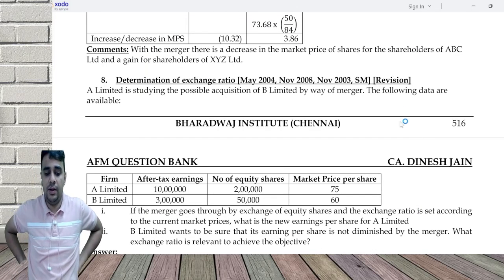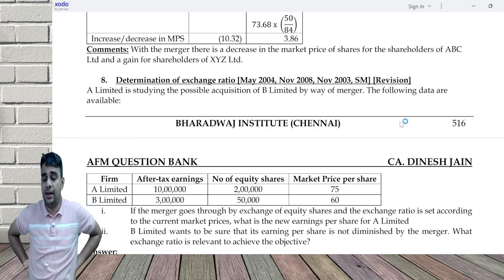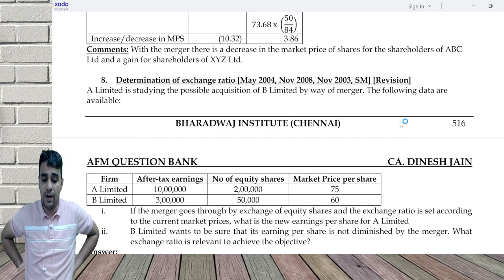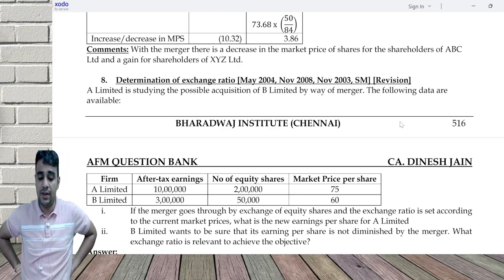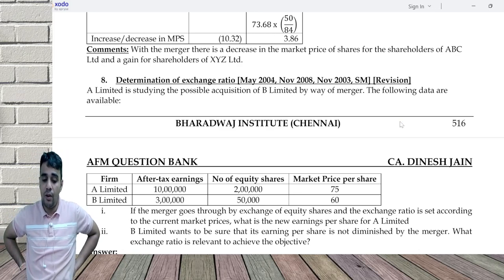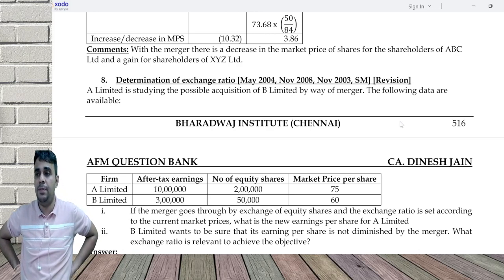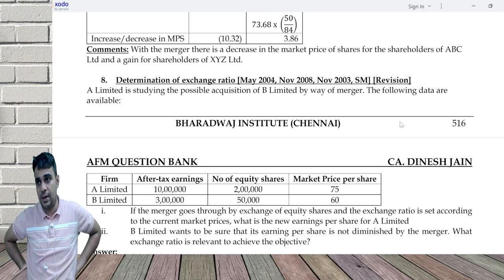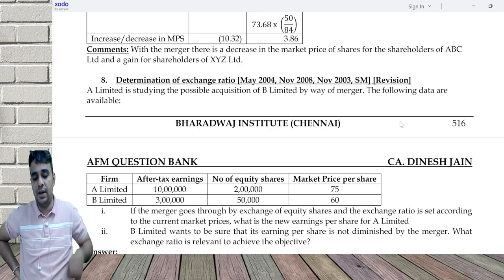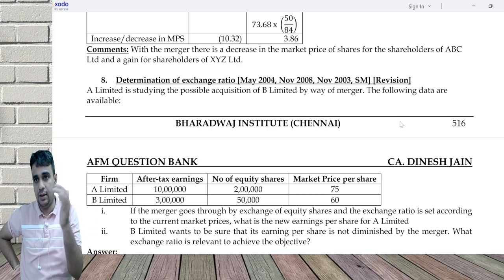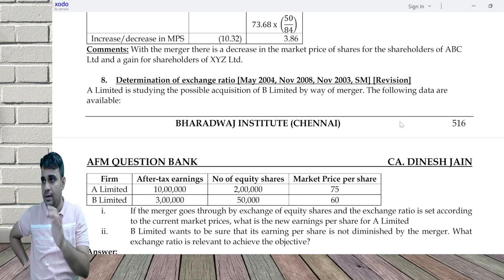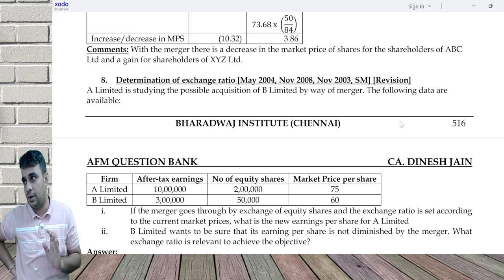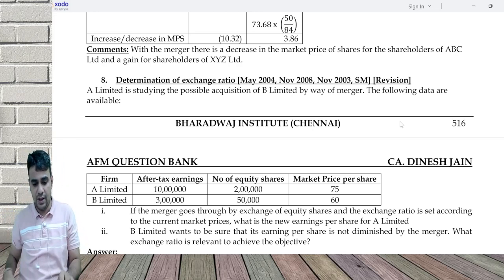Okay, here they have given the table, data is given. We are required to find out the new earnings per share of A Limited. Also, I want to ensure that the EPS is not diminished by the merger. There are two requirements. We'll first put the data in our normal format. In the format, I'll get certain data points. They'll give me the requirement of the question, part 1. They have not asked for many requirements.